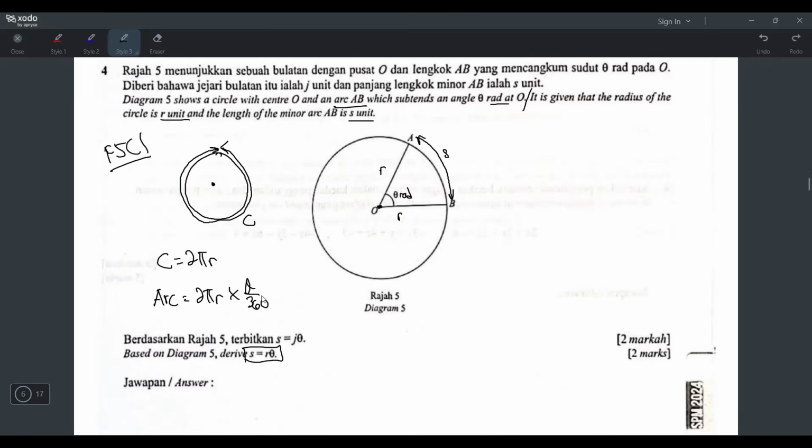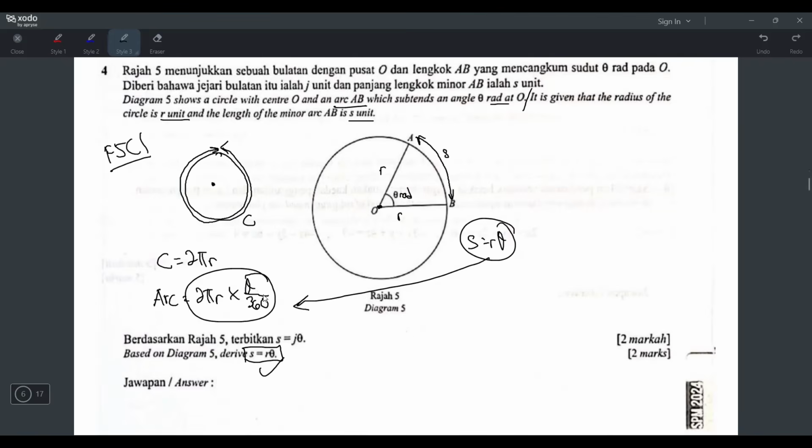Okay, so this is what you learn in Form 2, Form 3. But when you master Form 5, you learn to change degree to radian. So you will use this formula instead, S equals r theta, because you learn about radian, right? So in this formula, the theta has to be in radian. Okay, but actually this formula comes from the earlier formula.